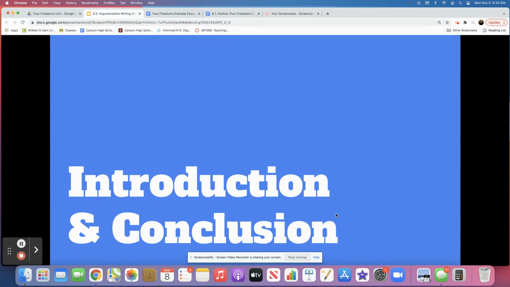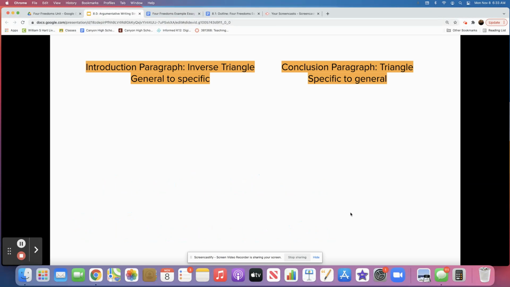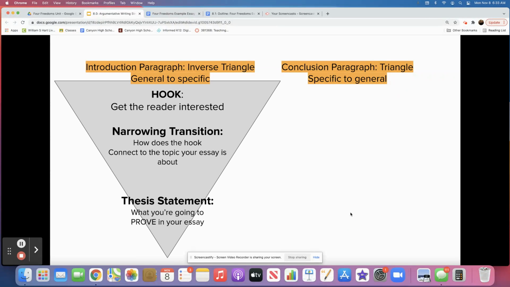All right, if you've made it to the conclusion paragraph, then you are so close to being done with your essay. So let's take a look real quick at what this should look like. Now, we talked about the introduction paragraph as an inverse triangle. It goes from a general idea to specific.